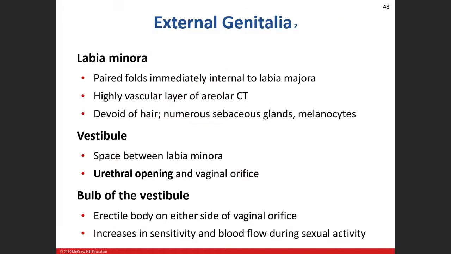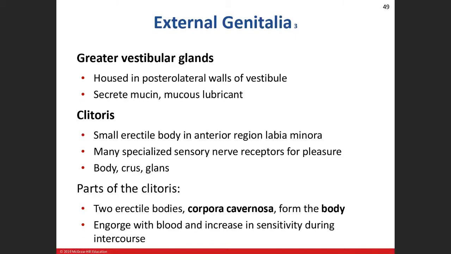The bulb of the vestibule is an erectile tissue. So during intercourse, that area will become engorged with blood, and we'll see an increased sensitivity for pleasure during sexual activity. A lot of that has to do with the increased blood flow to this area. In males, we have a similar tissue for the same purpose during intercourse, and we'll talk about that next class.